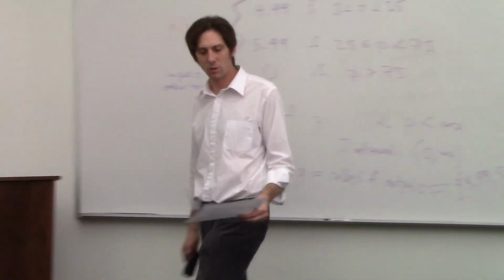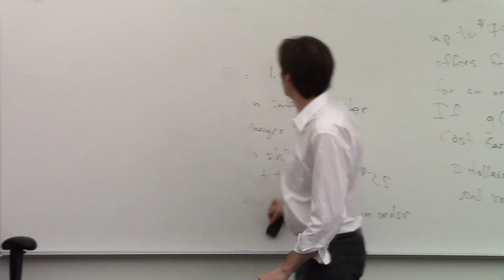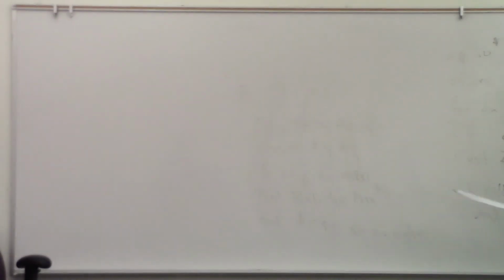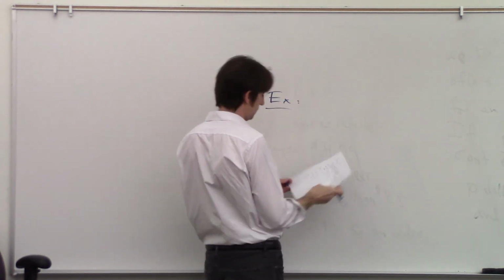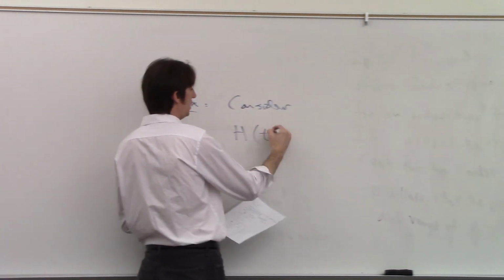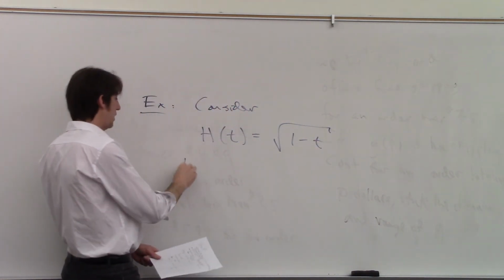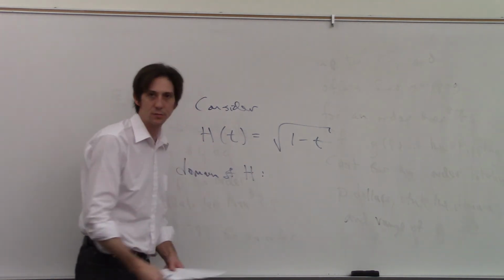We'll do one more example of finding the domain when we're given a formula for a function. The function this time is h of t equals the square root of 1 minus t. So here we'll consider capital H of t equals the square root of 1 minus t. And then what I'm looking for is the domain of this function, capital H.